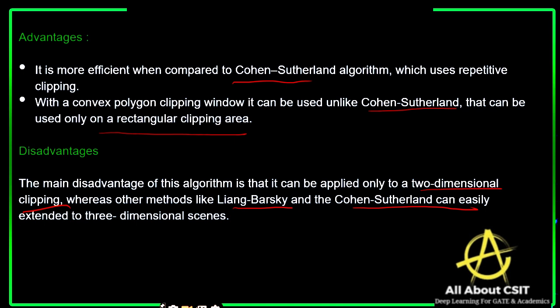So this is about the Cyrus-Beck line clipping algorithm. Still, if you are facing any doubts, please let me know. Thank you.